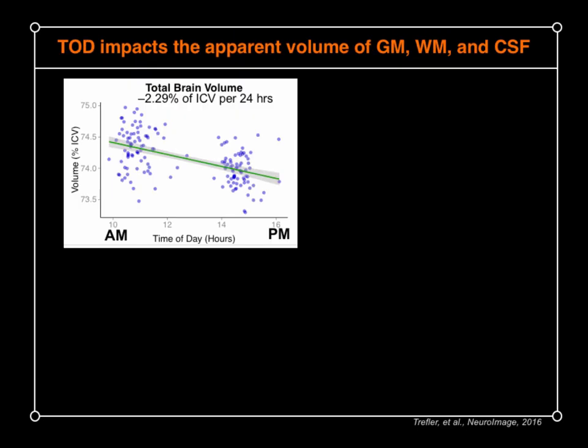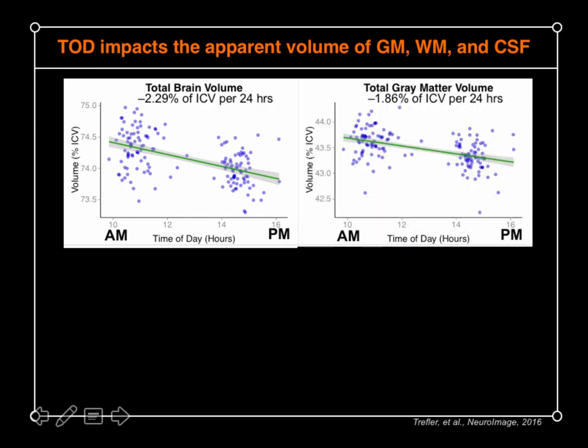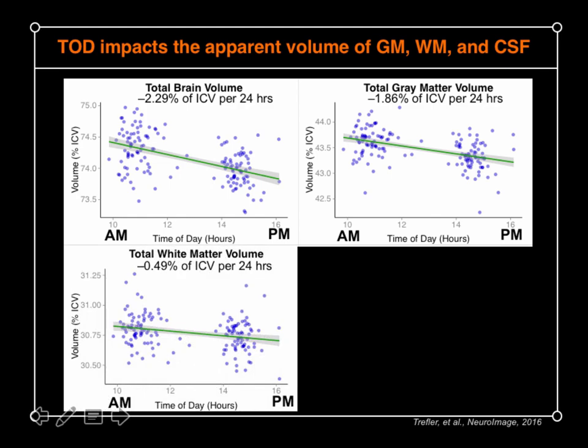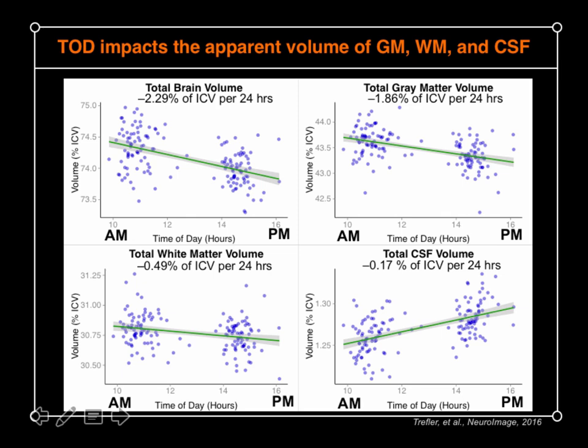Then we started digging into it further. This again shows the same subjects at 2 different time points from all the 4 scans. And you can see there's a significant reduction in volume that's normalized to total intracranial volume, roughly 2.29% of the intracranial volume. Turns out that the bulk of it can be explained by a reduction in total gray matter volume, as well as a subtle reduction in total white matter volume. But while in these 2 tissue classes you see a reduction, with CSF you see an increase.